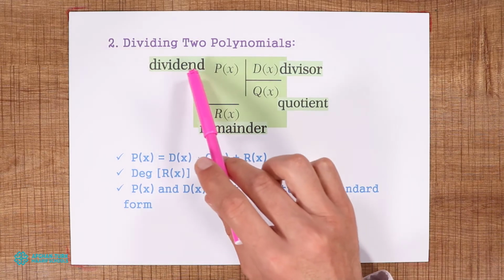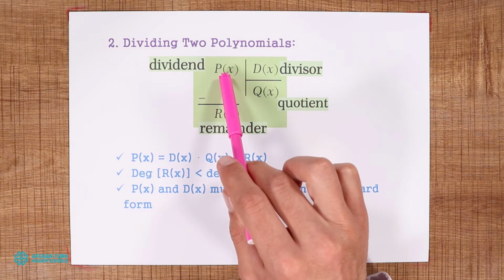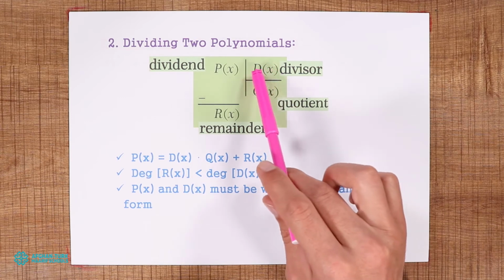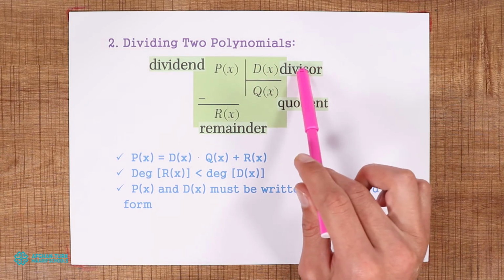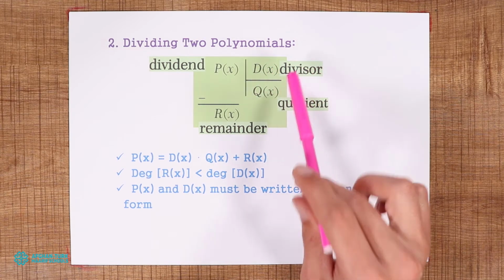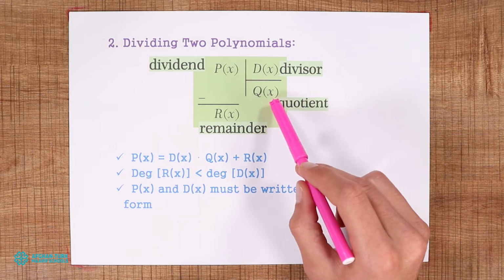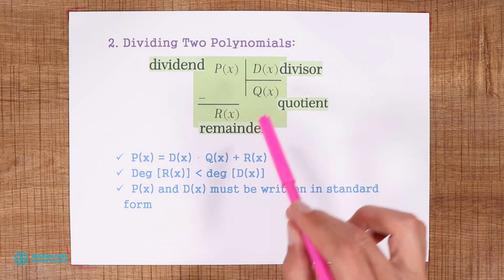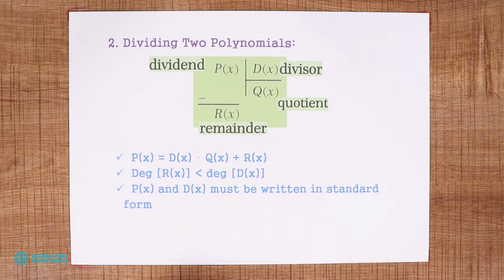The special names here: we have the dividend as p of x, the number which is divided by d of x. d of x is the divisor, q of x is the quotient of the division, and r of x is called the remainder, or the number which is remaining. In here p of x is equal to d of x times q of x plus r of x.